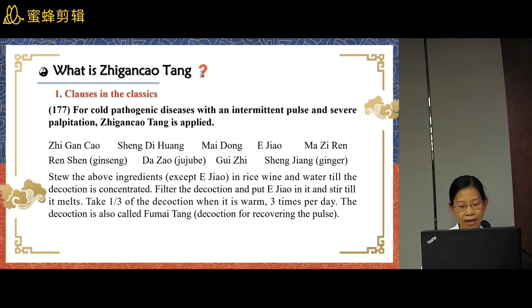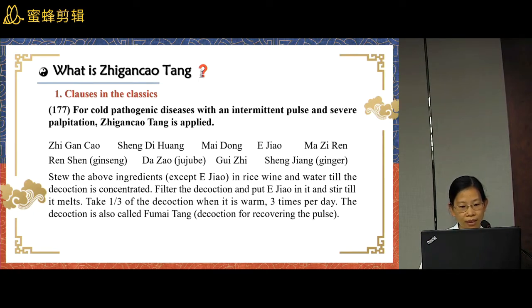In the text, an intermittent pulse and severe palpitation describes the patient feeling restless or sort of scared because of the heartbeat and having a pulse with intervals. This kind of pulse moves slowly and stops sometimes, so it can be divided into irregularly intermittent pulse and regularly intermittent pulse. For treating such patients, Dr. Zhang Zhongjing prescribed Zhi Gan Cao Tang.